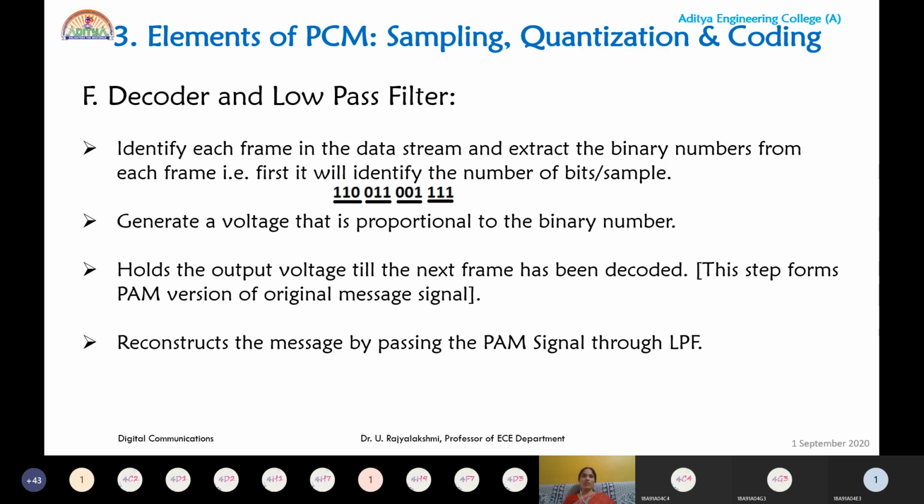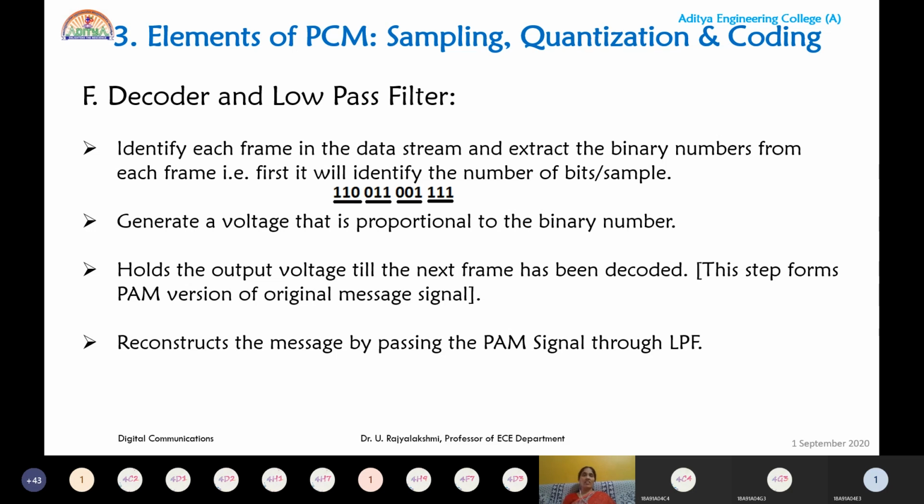Now the receiving antenna, somewhere located, collects the distorted PCM signal, and once again it is applied to the repeater circuit to recover the distorted PCM. The receiving section mainly consists of decoder and low pass filter. So the PCM receiver section consists of decoder and low pass filter. What will this decoder do? The decoder converts the PCM signal into a PAM signal, because it divides the entire PCM signal into frames.